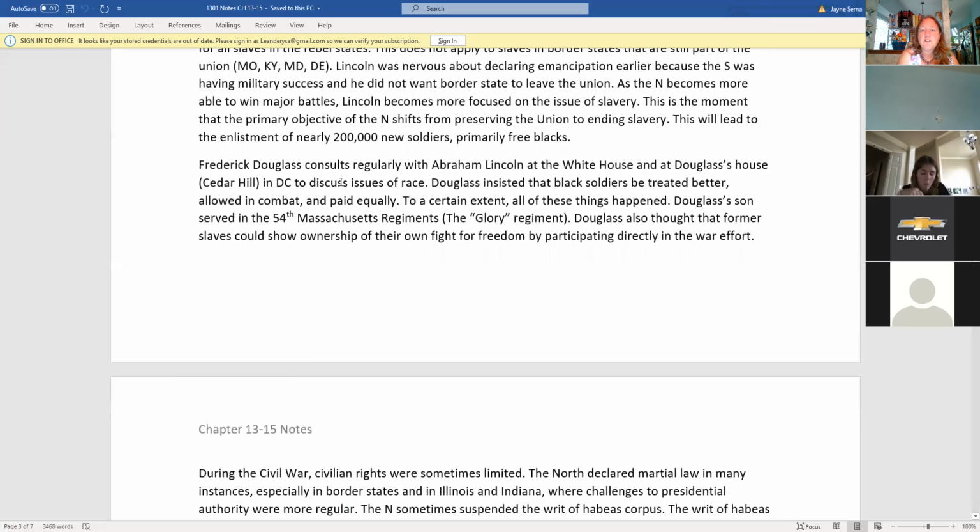All right, and then Frederick Douglass, just don't forget about him. He consults regularly with Abraham Lincoln at the White House and at Douglass's house in DC. It's called Cedar Hill. And those guys, it's within walking distance, so they can walk to each other's houses or ride carriages or whatever people did back then. Ride a horse, donkey, no donkey in DC, probably. I don't know. But it was close enough they could walk.